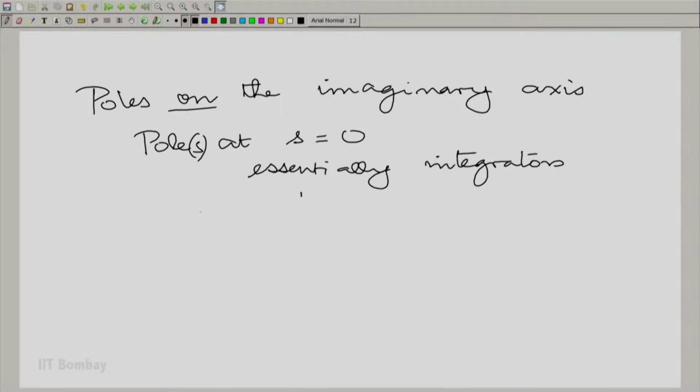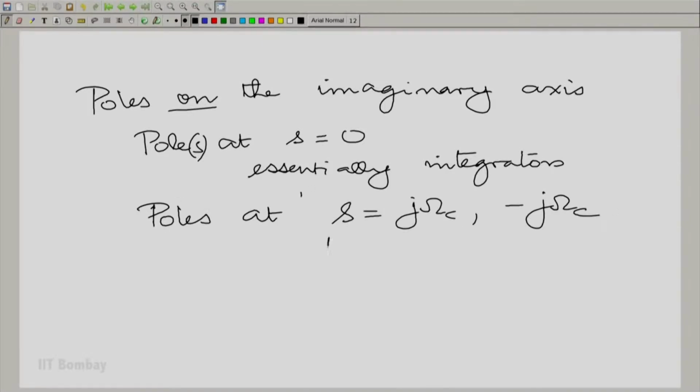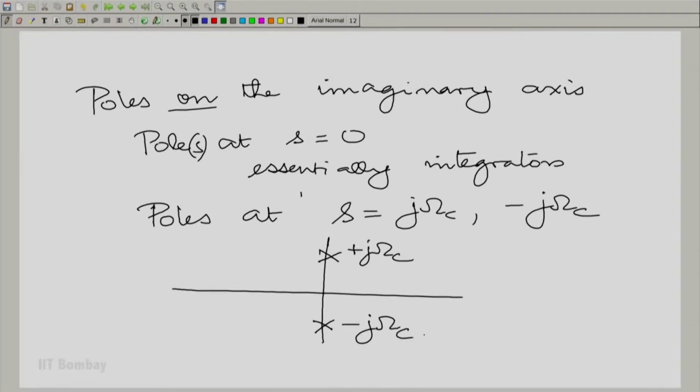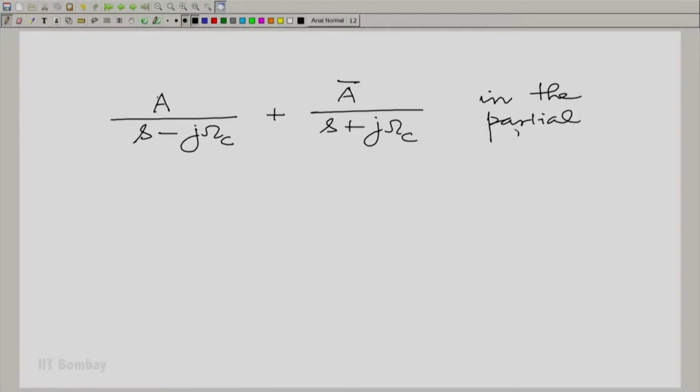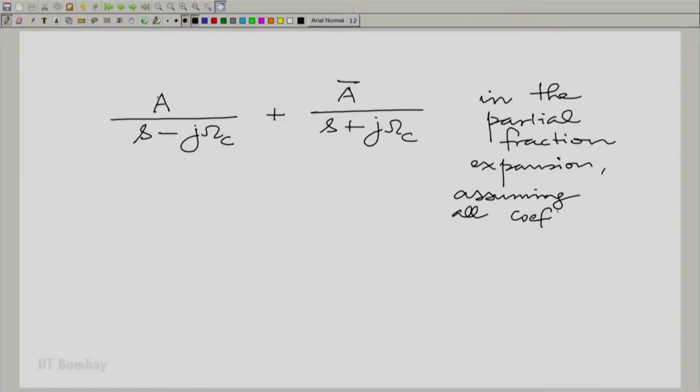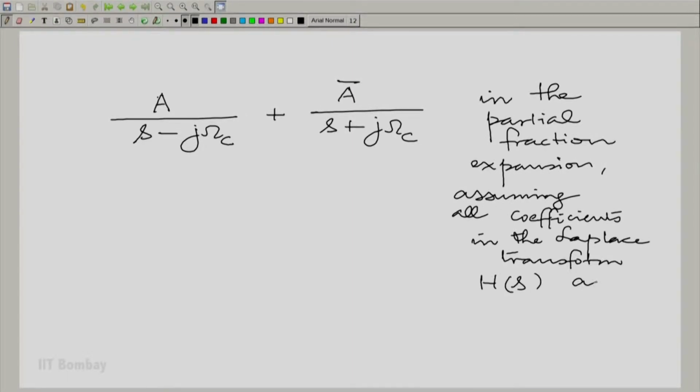So, for example, suppose you have poles at a complex conjugate pair of points. Now, what kind of a term do they contribute in the impulse response? Let us see. So, if you have a simple pole, then you are essentially talking about something like A divided by S minus j omega c plus A conjugate divided by S plus j omega c in the partial fraction expansion, assuming all coefficients are real.